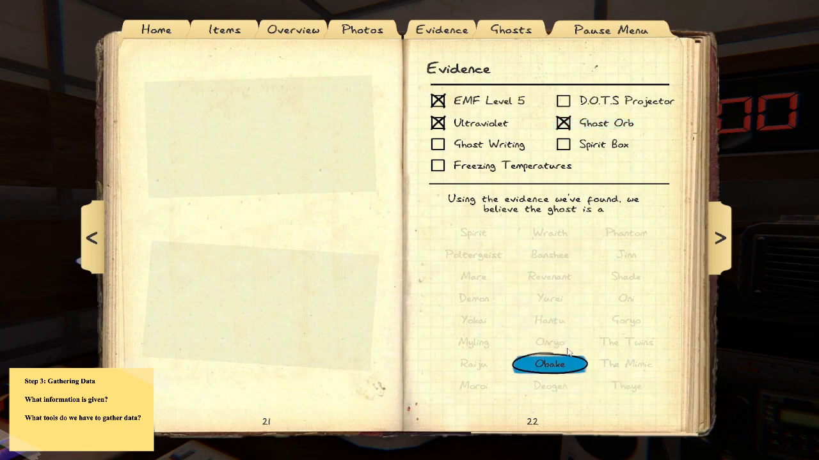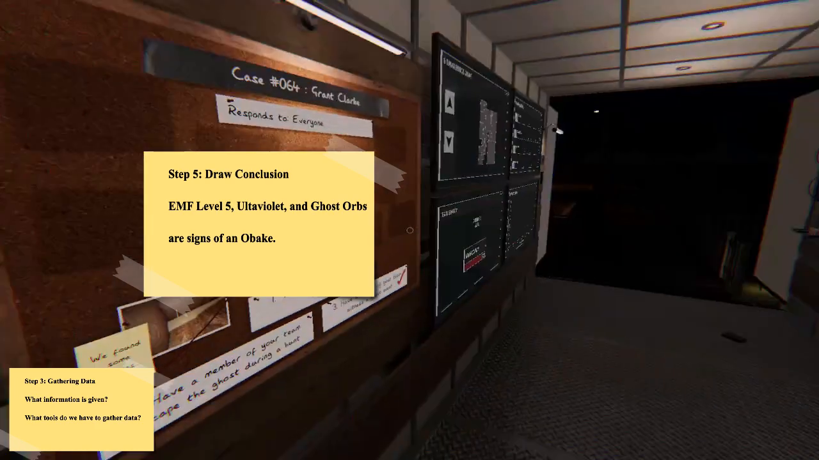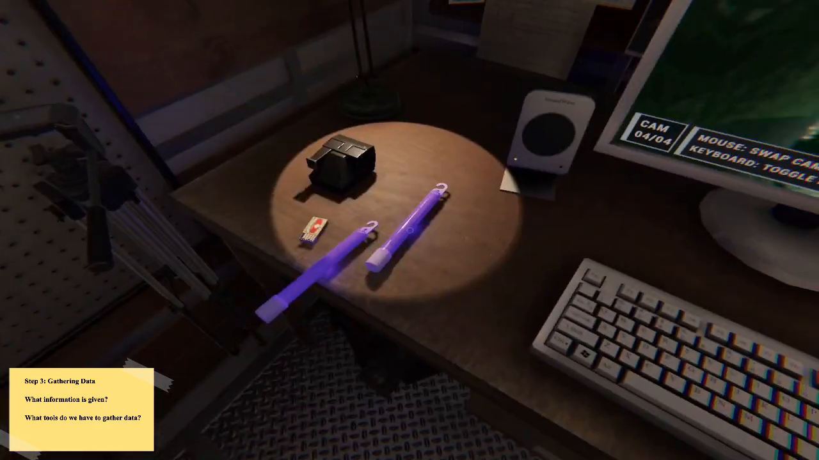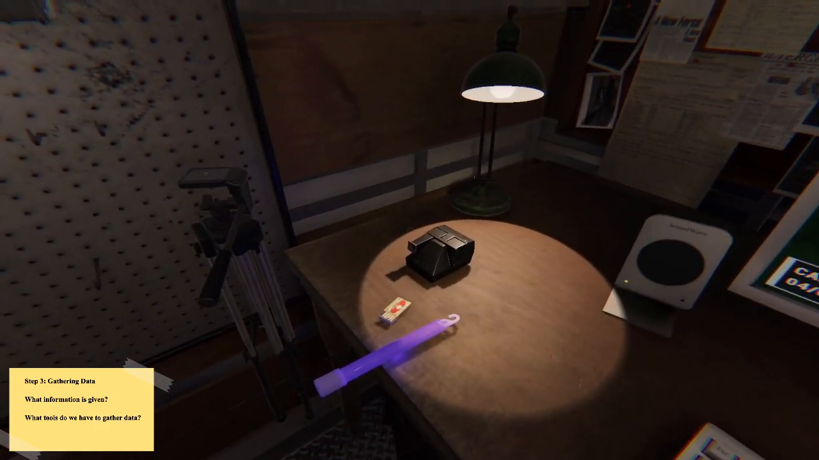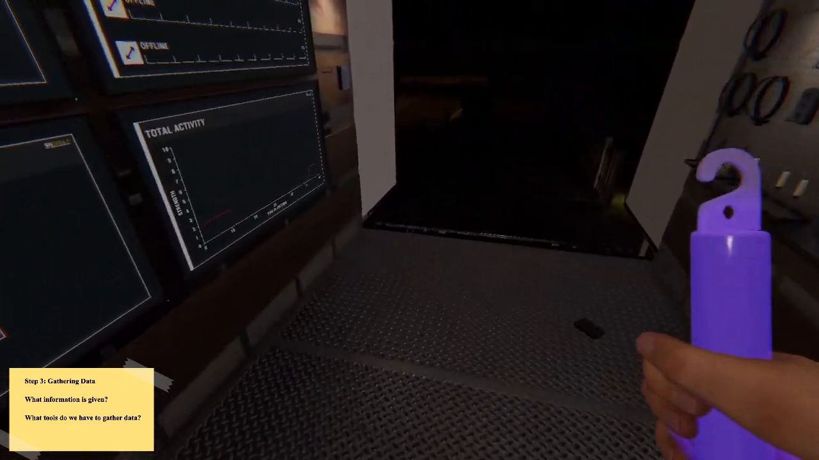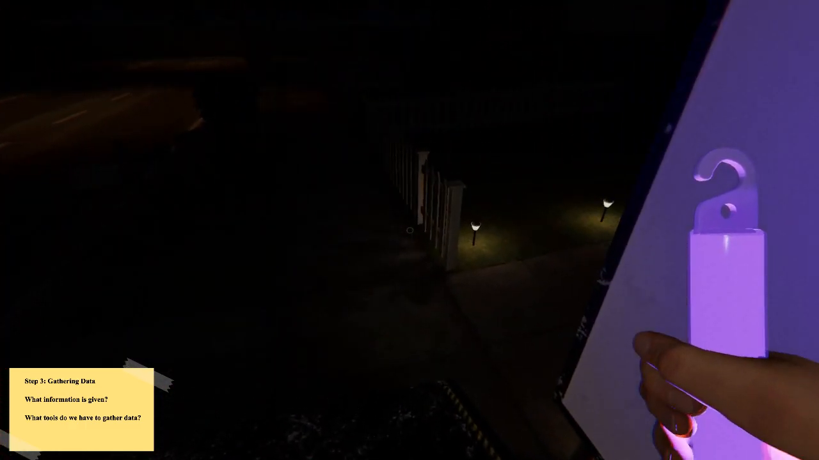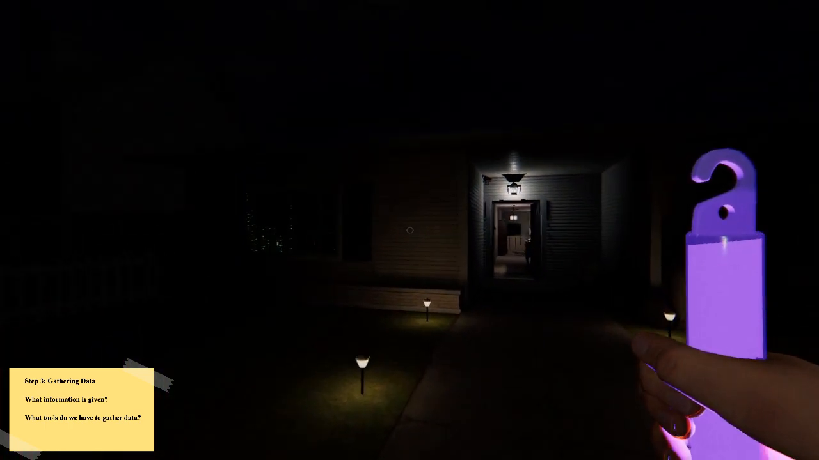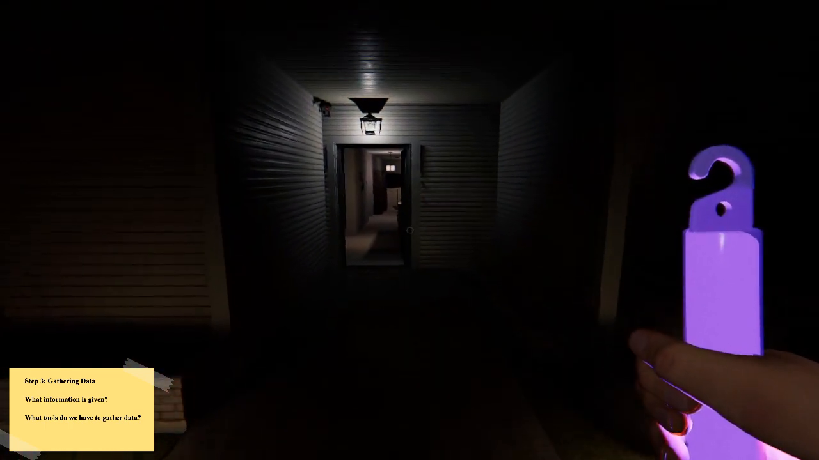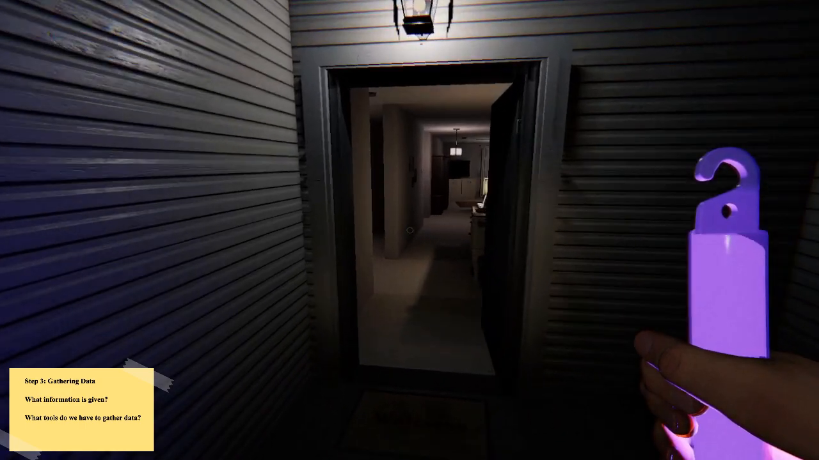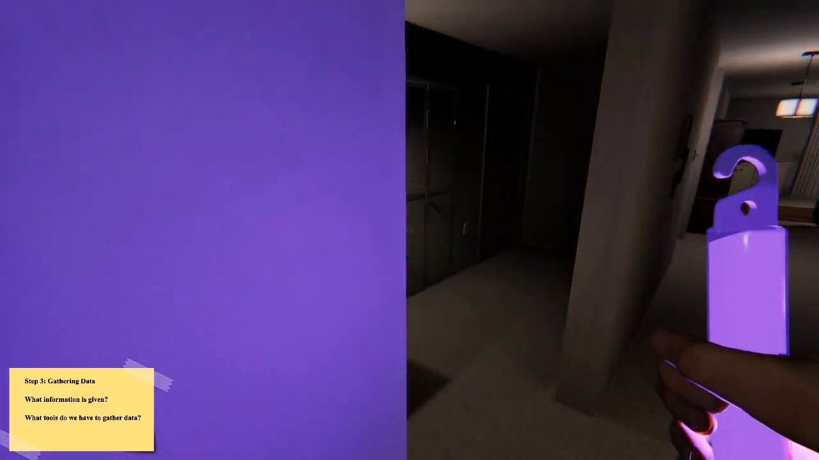It is an obaki. So we gathered data. We put the data in our journal, which counts as essentially analyzing it in this game. And that narrowed it down to an obaki. We can go ahead and mark that. I'm going to be a little bit of a risk taker. And I'm going to go in and see if I can get either handprints or, look at all those dots. Handprints or the candle being blown out, a picture of it.